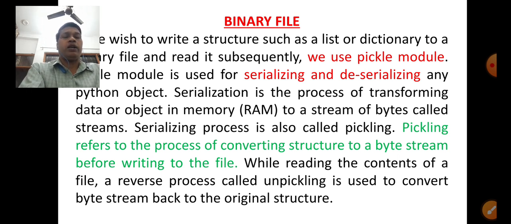And what do you mean by pickling and unpickling? Pickling refers to the process of converting a structure to a byte stream before writing to a file. Means data is available in the form of a stream, one by one, and it is written into your file. As it is written in your file, this process is known as pickling, and its reverse process, where data is picked up from the file one by one and displayed on the monitor, is known as unpickling.